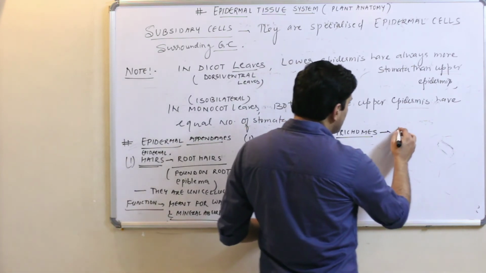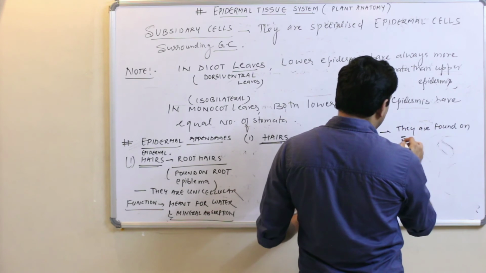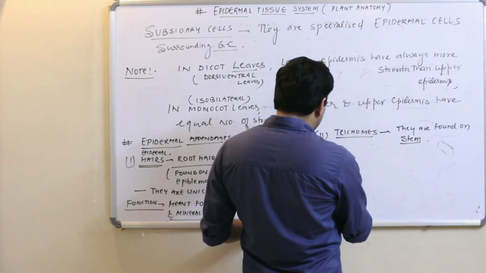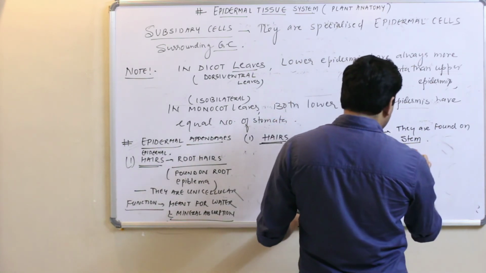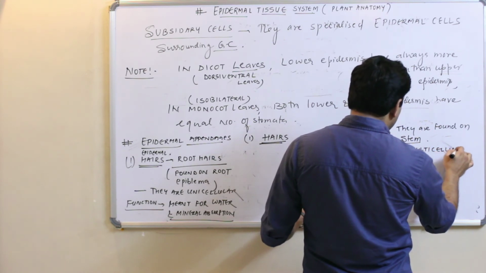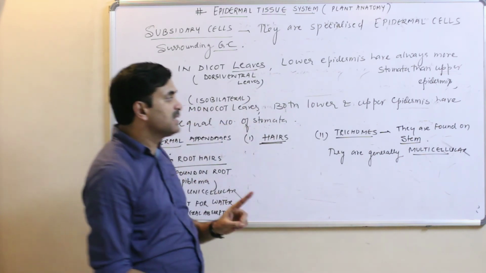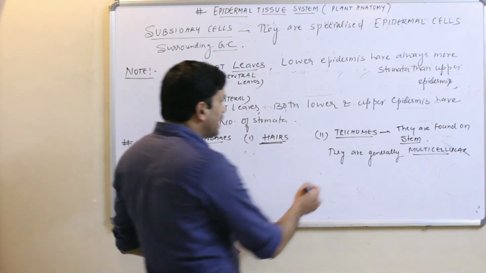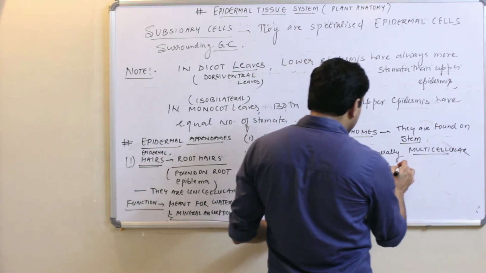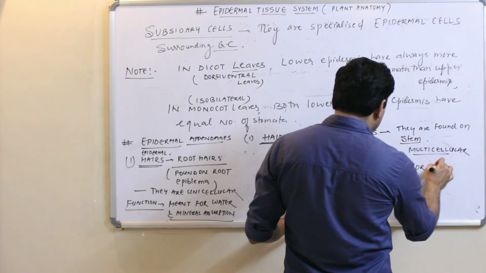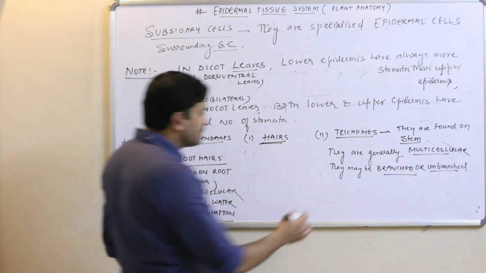And if I talk about the trichomes, they are found on stem. They are generally multicellular, though there are some trichomes which may be unicellular also, but they are generally multicellular. They may be branched or unbranched.